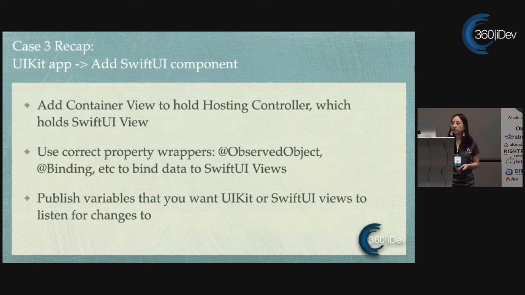So let's do a quick recap. When you have a situation where you have a single screen UIKit app and you want to add a SwiftUI component in that same screen, we do that by adding a container view to hold a hosting controller, which will hold our SwiftUI view. We want to make sure to use the correct property wrappers in order to bind data to the SwiftUI views. And we want to publish variables that we want UIKit or SwiftUI views to listen for changes to.